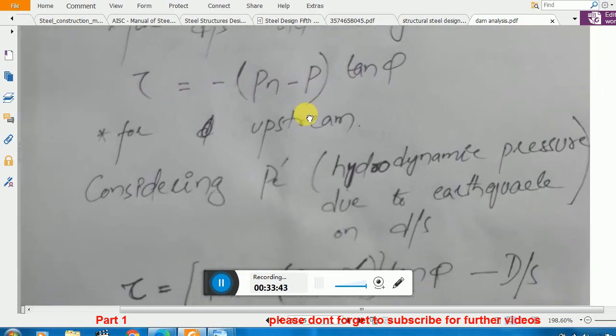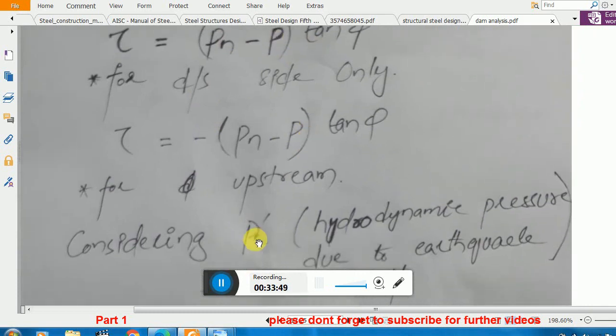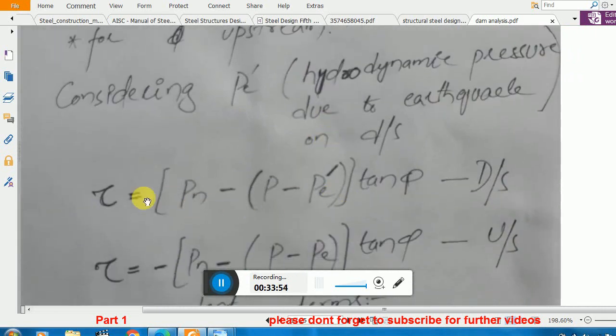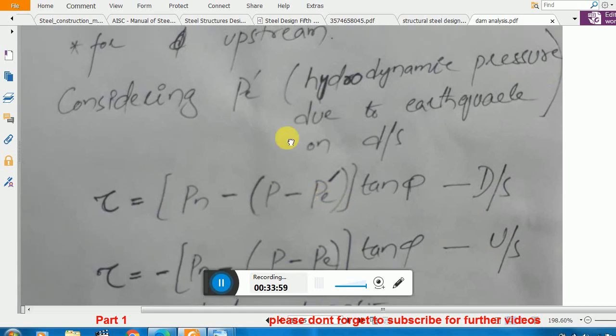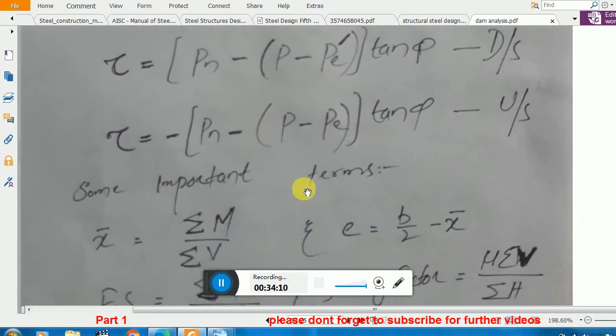And if you are considering the hydrodynamic pressure, then you have to incorporate PE prime, and I already explained this point. So you see here, tau will be this one, you have to incorporate PE prime, like we did in the principal stresses, for the downstream side, and PE basically for the upstream side. Prime means for downstream, and no prime means for the upstream side. Clear?